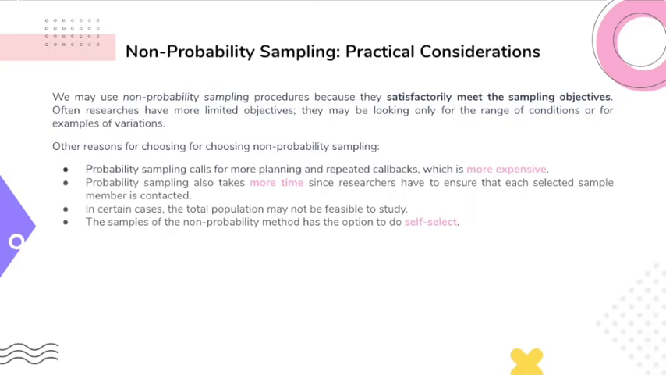In certain cases, the population may not be feasible to study, so we use non-probability sampling to just draw a group from the population, and then we look for the ones that are relevant to our study. And the samples of the non-probability method have the option to self-select, which means the samples can decide whether they want to be the samples of this research or not.